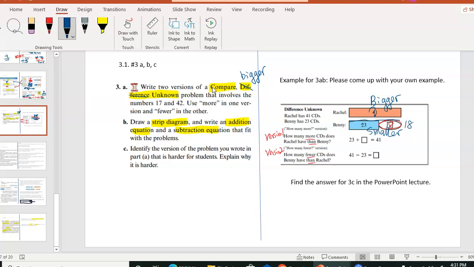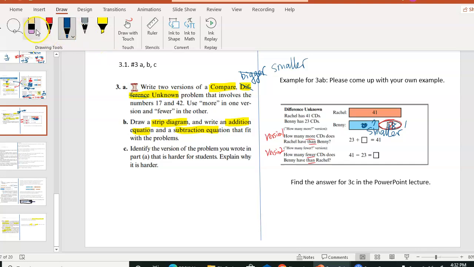So you will have to say, okay, Benny has 23 CDs and Rachel has 18 more. How many CDs does Rachel have? So we're just solving for the bigger amount. Or you could also solve for the smaller amount, which means Benny is smaller. So you're going to say, okay, Rachel has 41 CDs, and this is 18 here, which is 18 more than Benny. So how many CDs does Benny have? So that is solving for the smaller number.